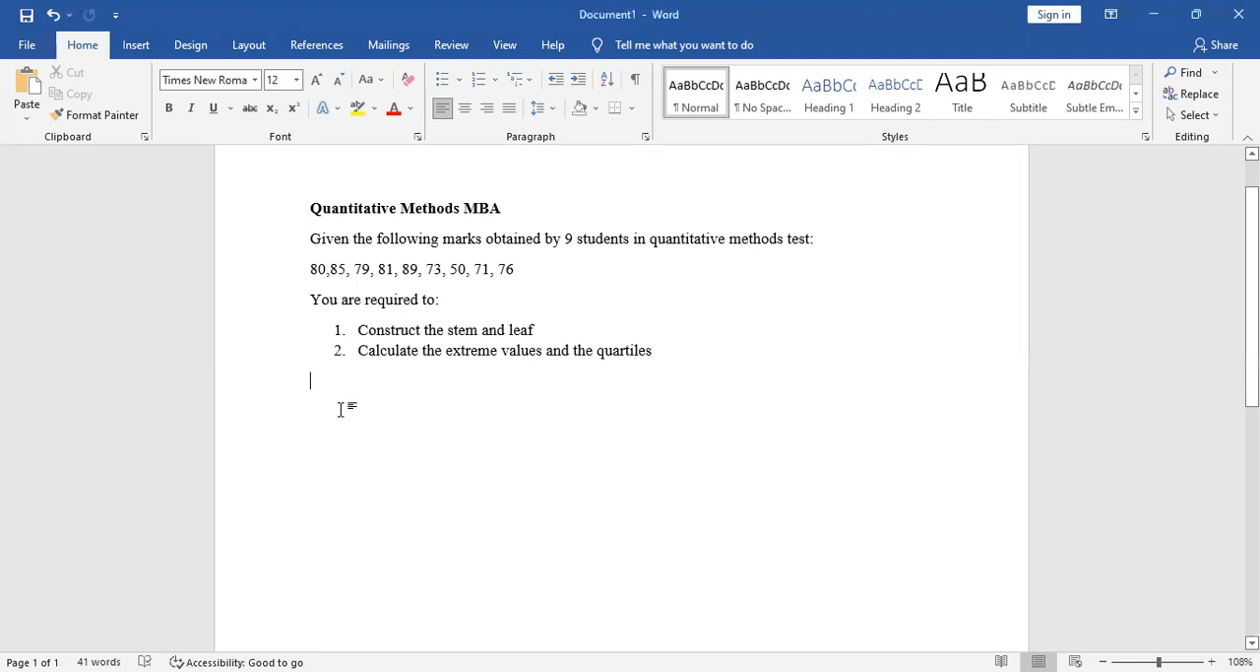In this quantitative method tutorial, I'll be focusing on how to construct the stem and leaf and how to calculate the extreme values and the quartiles. This is one of the questions that your examiner likes asking in your MBA quantitative methods. So let's take, for instance, the data which has been given here and see if we can construct the stem and leaf and also calculate the extreme values and the quartiles. This is just under statistics.